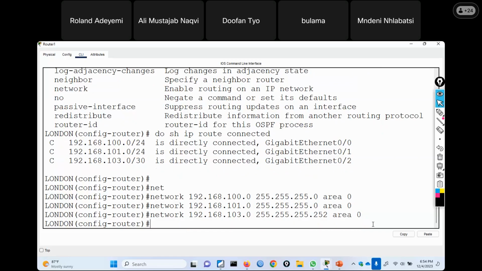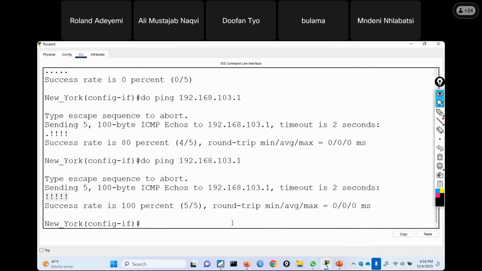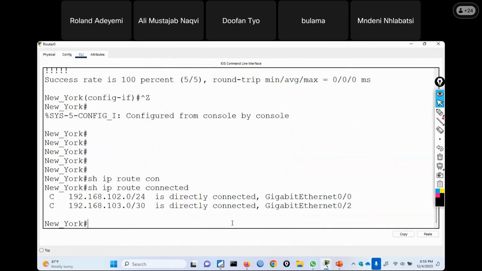So what have we done? We have configured OSPF, and we are done on the London router. But guess what? Nothing is going to happen now because we have to go to the New York router to do the same thing. So when I go to the New York router, what will I do? Same thing that we did here. Show IP route connected, for me to see the networks that are directly connected.